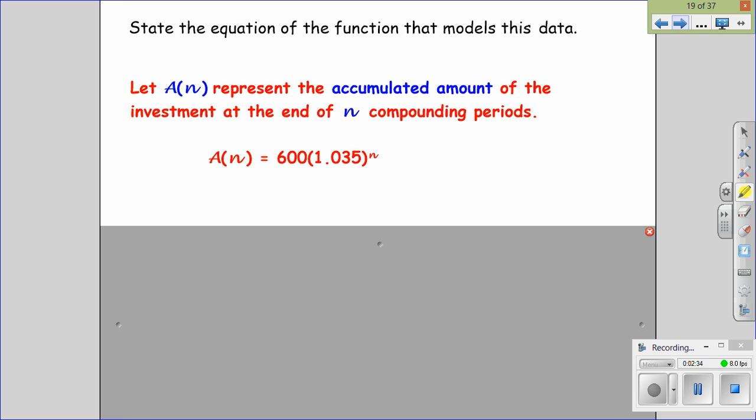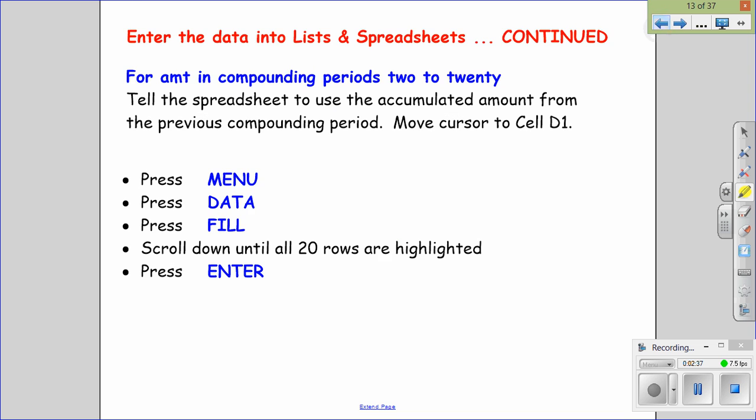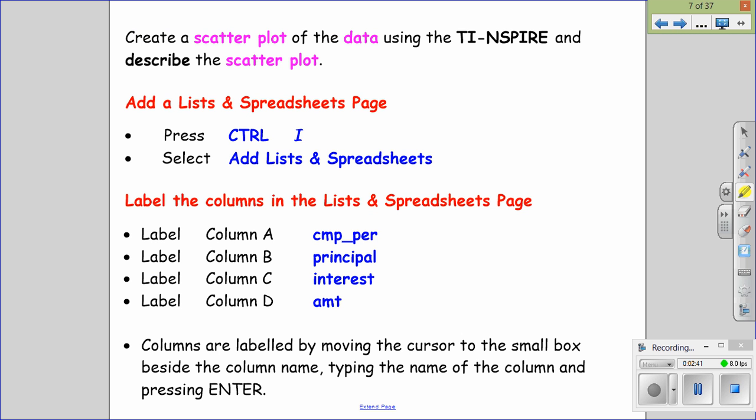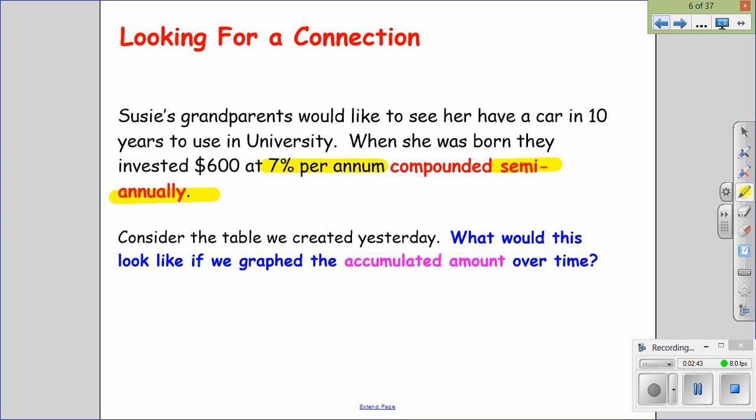Now, what is the $600? Let's go back again. Where do we see $600? Right here. That's how much they invested.